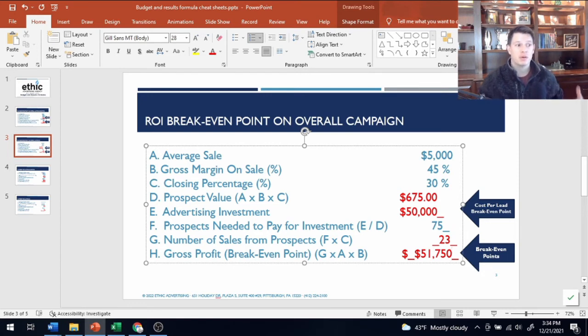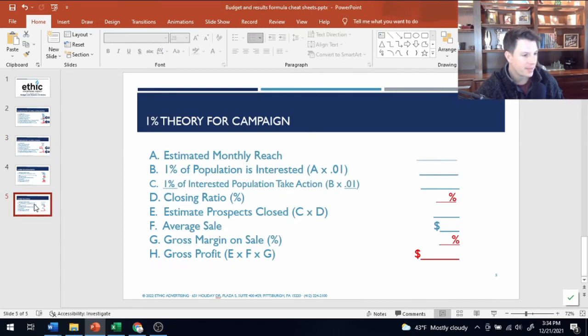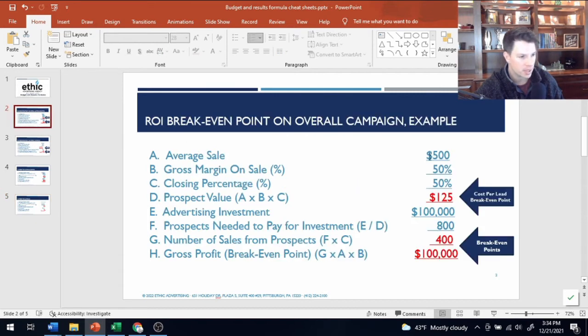Now we want to figure out, what about, sorry, I'm making faces. What about realistically? Like, I don't want to just put 50K in to make 1,750. I want to put 50K in to make 100K, for example. That's where I like the 1% theory. And again, this theory, and here's a filled-in example of the document. Looked like I used $500, 50%, those kind of things.